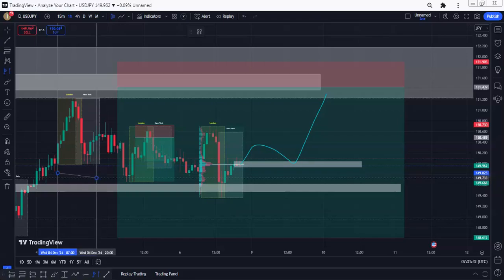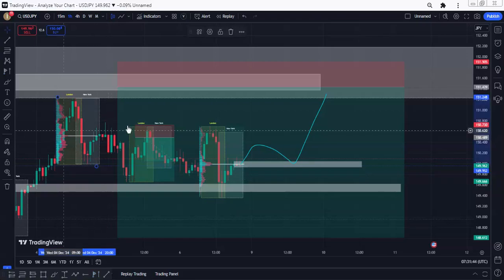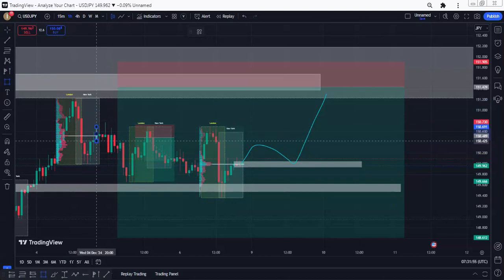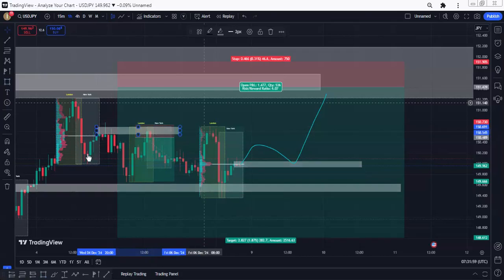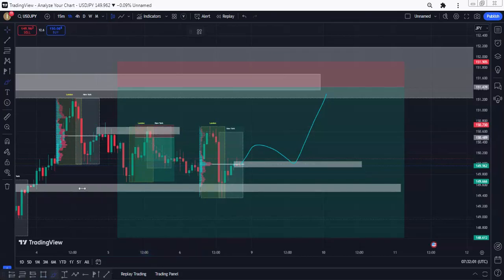As you can see right here, it gave me this zone. You can see a very small supply zone right here. What I do is I mark this zone out. Then what I'll just be waiting for is for the market to come to my zone. As you can see, the market went down, then trended up.